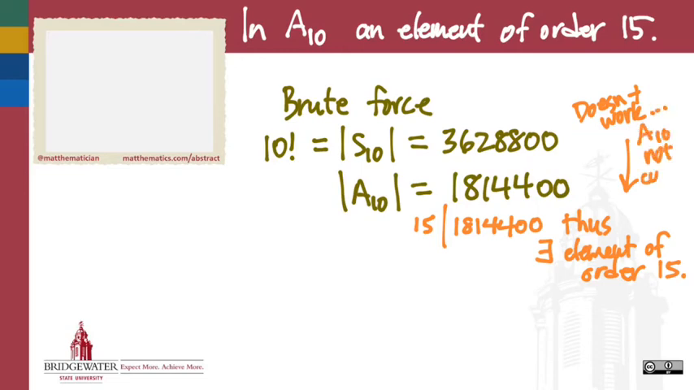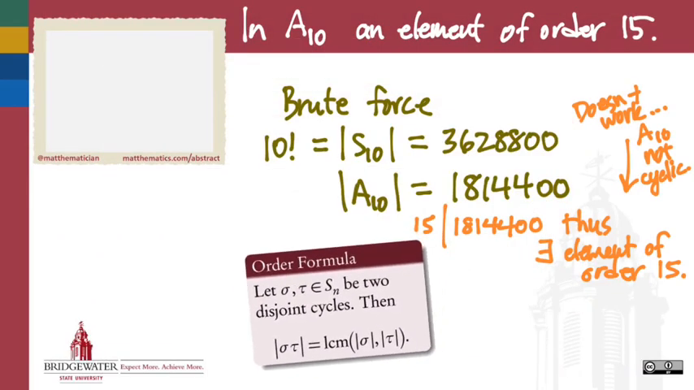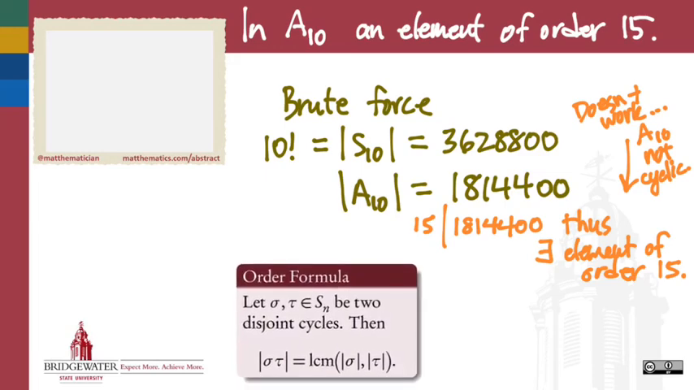Yeah, there we go. So here's the occasion to use the order formula. The order formula, remember, let me get that on the board. This is a subtle point, right? So remember this order formula? If I have 2 disjoint cycles, then the order of their composition is the least common multiple of their orders. So if I can have an element in A10 which is a product of a cycle of length 3 with a cycle of length 5, then I'll be all set. But the question is, is such an element going to be an element of A10?